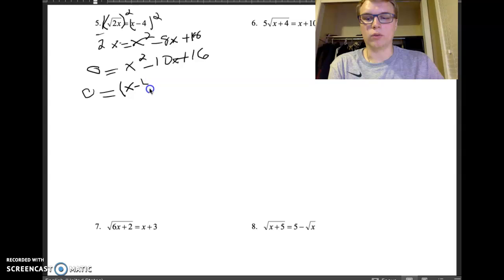So then we'll write x minus 8 and x minus 2. That is one of the worst 8s I've ever written. And then we'll solve for x for each. So we get x equals 8 and x equals 2. Okay?